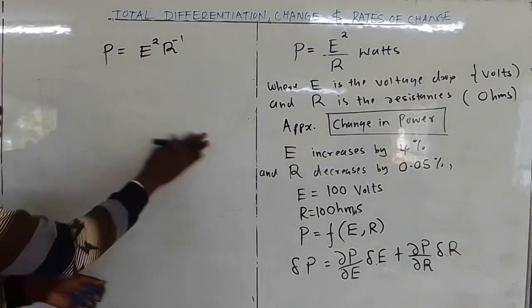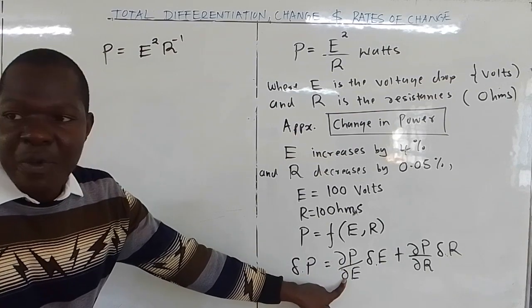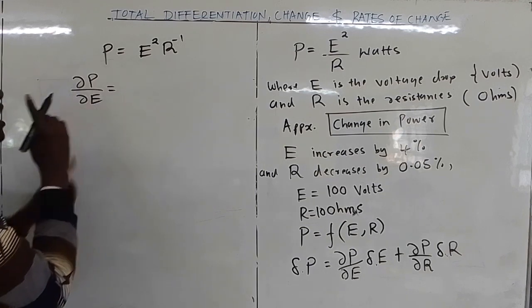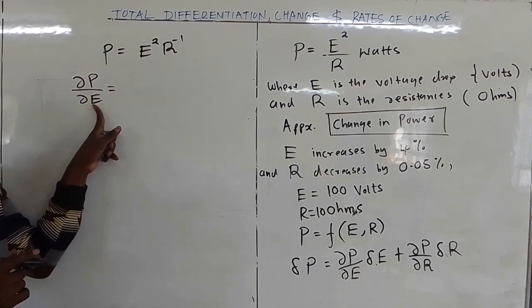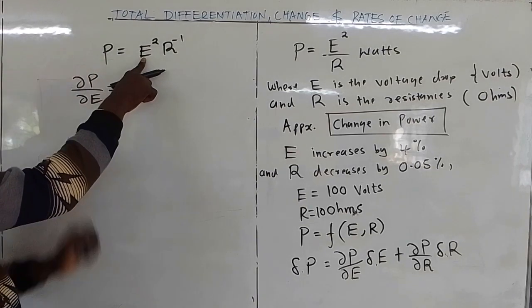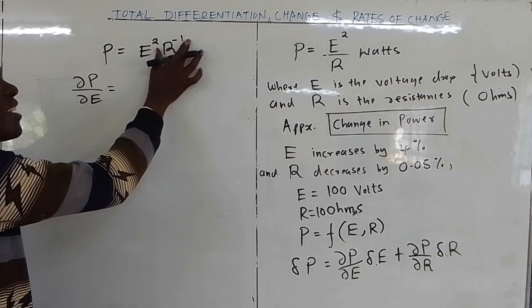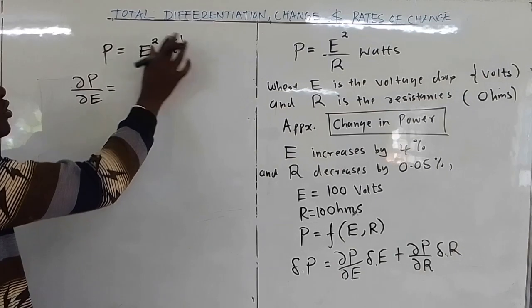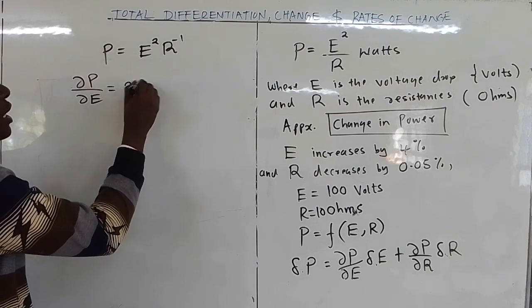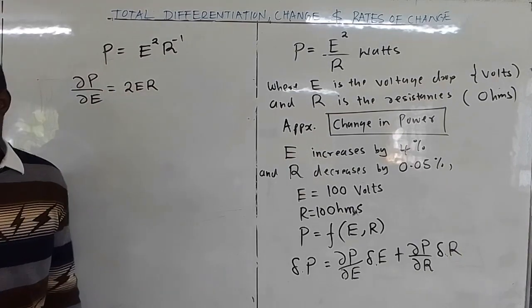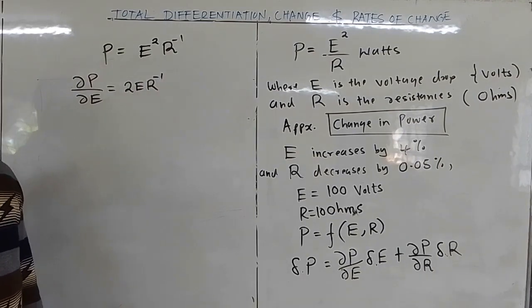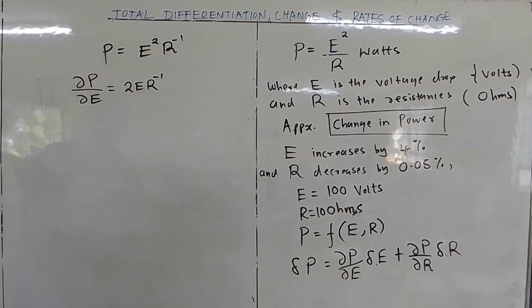So from here, the first one, we want to differentiate P partially with respect to E, meaning only E is a variable. The other things are constant, isn't it? So if E is the only variable, what do we have? R raised to -1 is a constant, isn't it? You differentiate E squared, you get 2E. 2E times that, you get 2ER raised to -1, isn't it? Good. 2ER raised to -1. You are done with that.